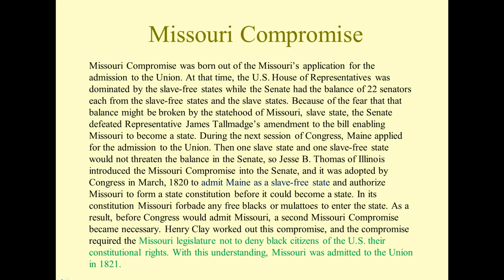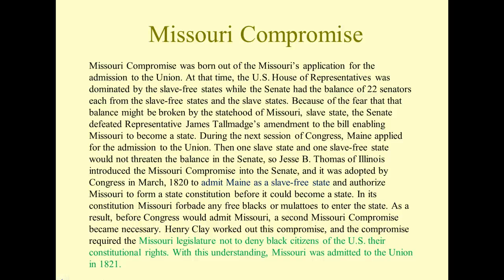If you read it, the Missouri Compromise was born out of Missouri's application for admission to the Union. At the time, the United States House of Representatives was dominated by slave and free states, the free states being basically northern states that outlawed slavery, while the Senate had a balance of 22 senators each from the free states and the slave states. Because of the fear that the balance might be broken by the statehood of Missouri as a slave state, the Senate defeated Representative James Talmadge's amendment, enabling Missouri to become a state.